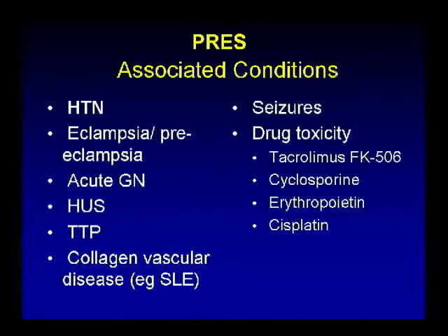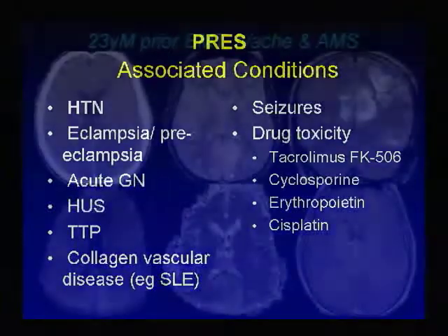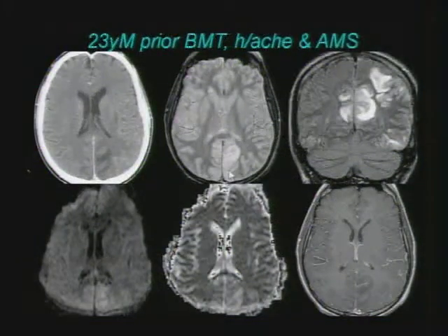There are many different drugs that can cause this. Hypertension is a classic one. Pregnant patients with eclampsia or preeclampsia, a huge list of different things, and there are new things added to that list every time something's published. A young patient with prior bone marrow transplant, altered mental status, again parietal, asymmetric in this case, and occipital areas of marked, predominantly subcortical white matter.